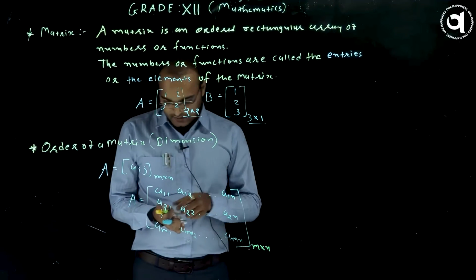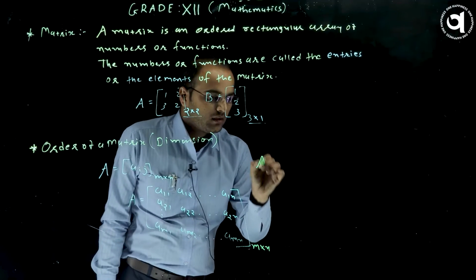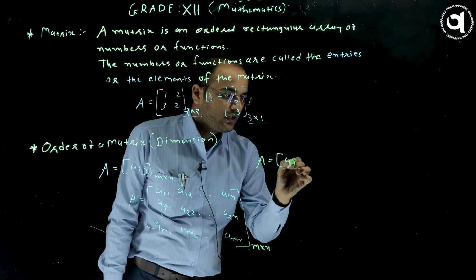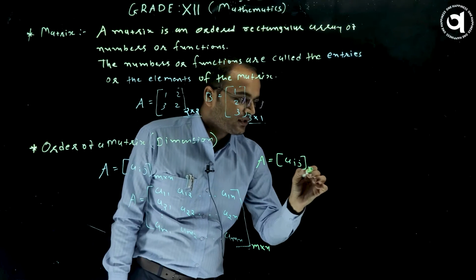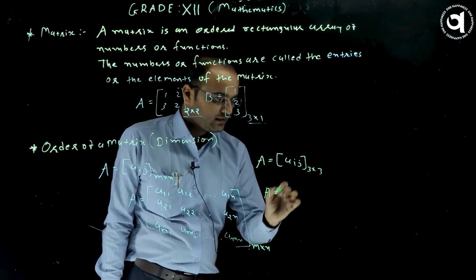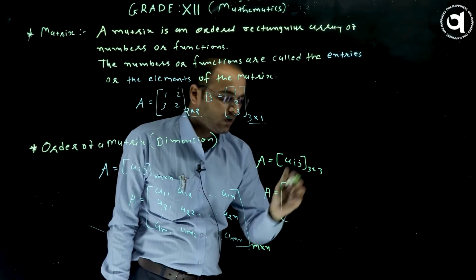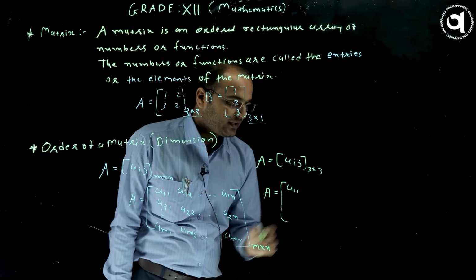Now, consider some particular matrix. Suppose A is equal to Aij, 3 cross 3. Now, write this in general 3 cross 3 matrix. That means there are 3 rows and 3 columns. So, first entry is what?